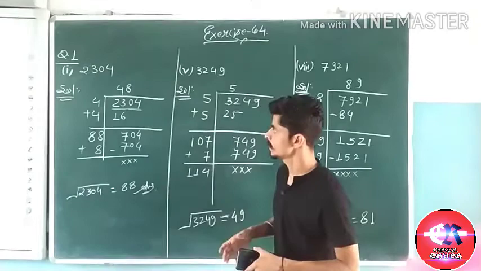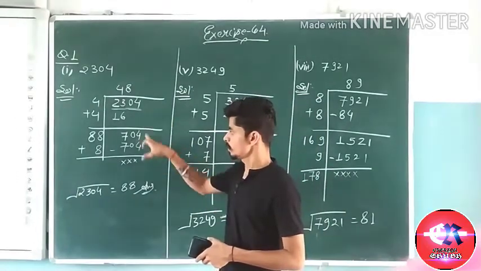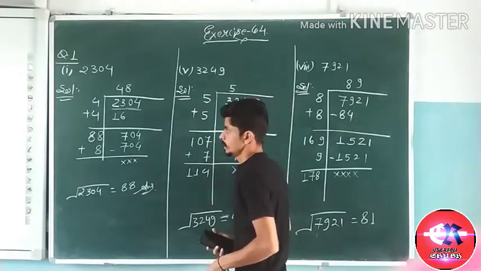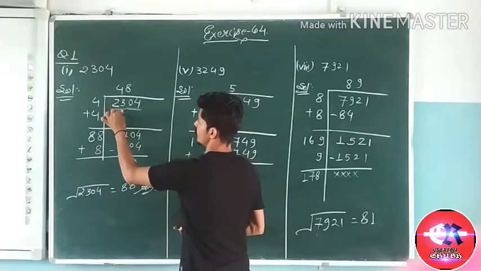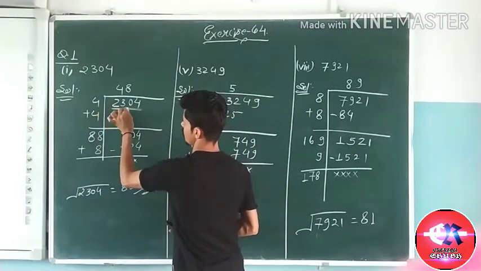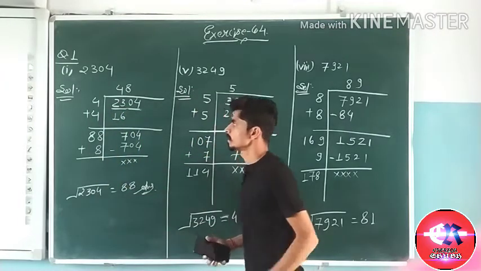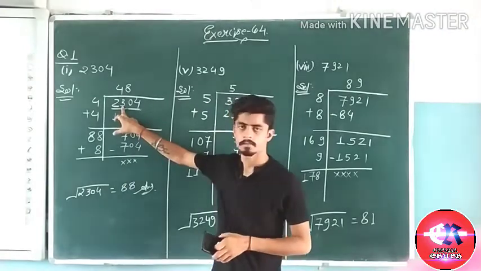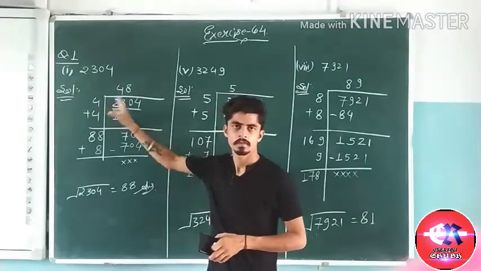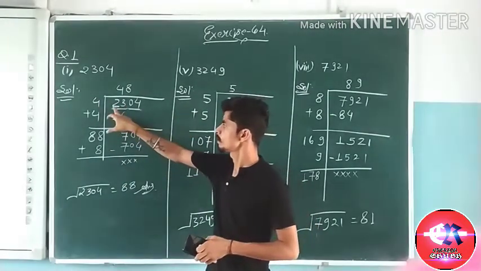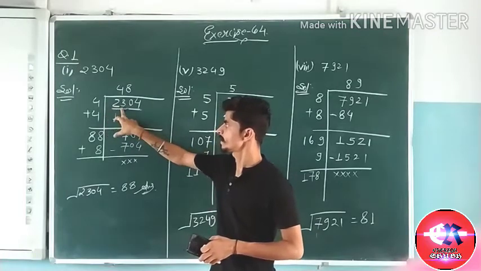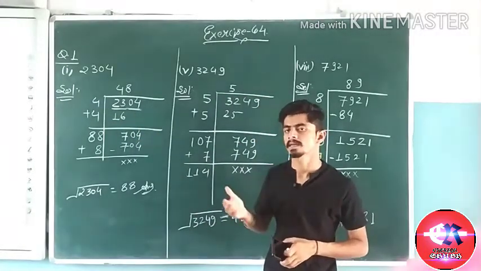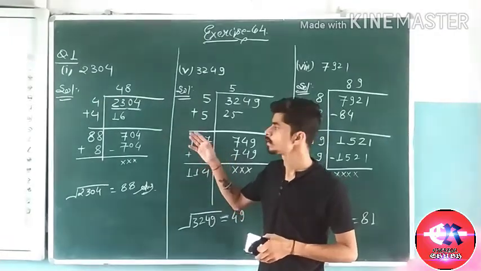In this method we have to set the long division module, and in 2304 there are 4 digits, so we have to make pairs. Firstly, we target the first 2 digits starting from left to right. Now the 2 digits are 23. We have to find the number whose square is nearest to 23.